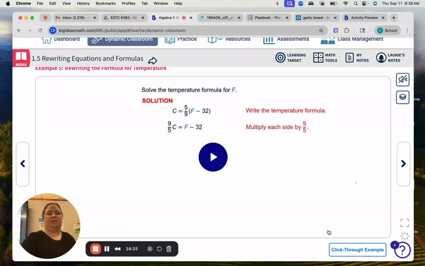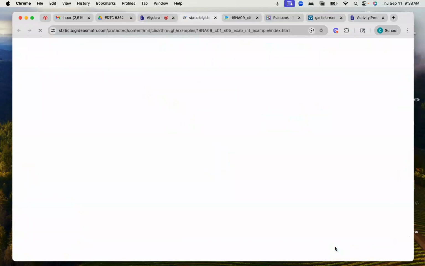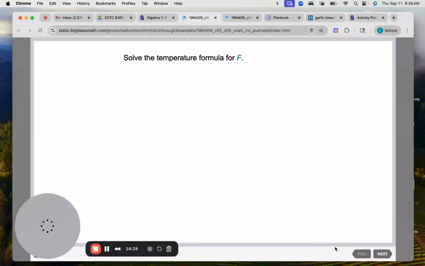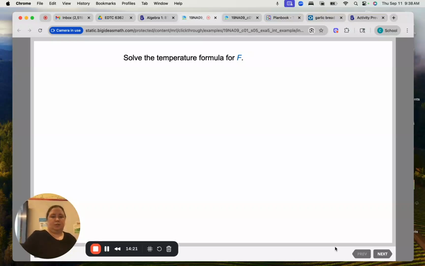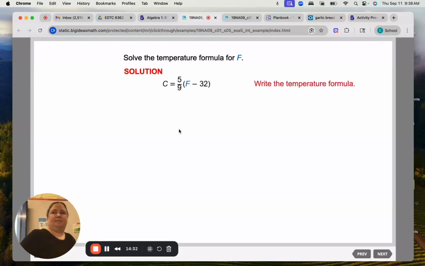All right, we're going to solve the temperature formula for F. So what is the temperature formula? You just wrote it down? C equals 5/9 parentheses, F minus 32. Perfect. All right. Boy, if y'all were watching me teach 8th grade yesterday, you would have seen this. So the first thing we need to do when solving for F, we can't move the 32 first because it's inside of parentheses. So we have to deal with what's on the outside first.